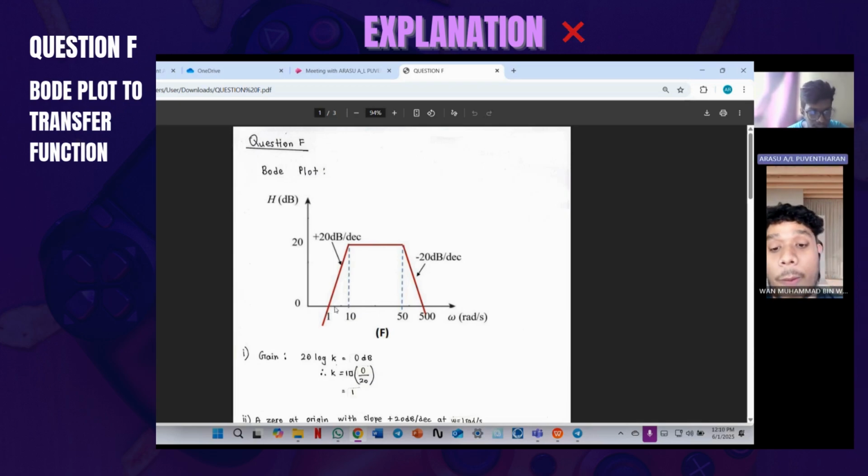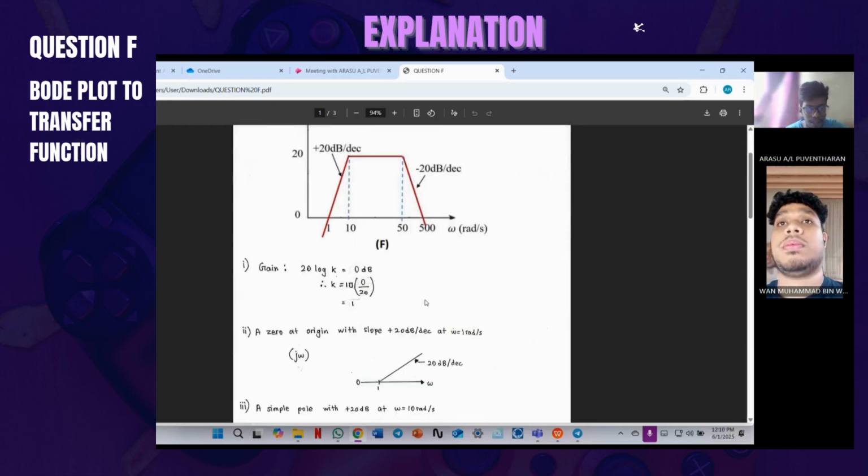From omega 1 radian per second to 10 radians per second, the slope is positive 20 dB per decade, going up to 20 dB. Next, from 10 to 50 radians per second, the slope is flat at 20 dB, meaning 0 dB per decade. After 50 radians per second, it drops with a slope of negative 20 dB per decade.